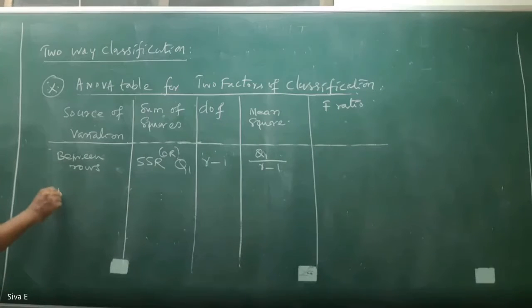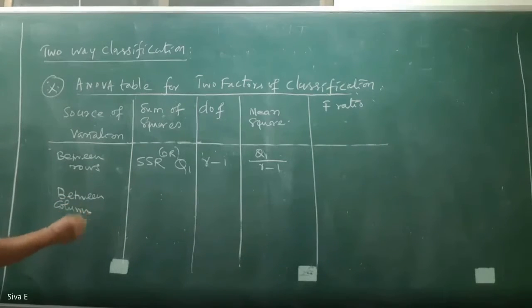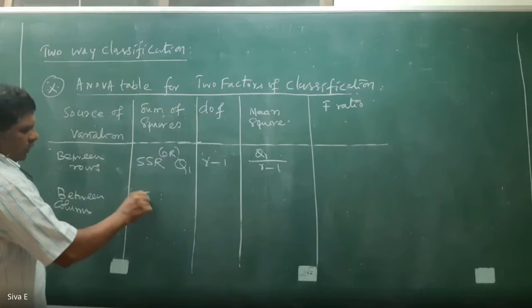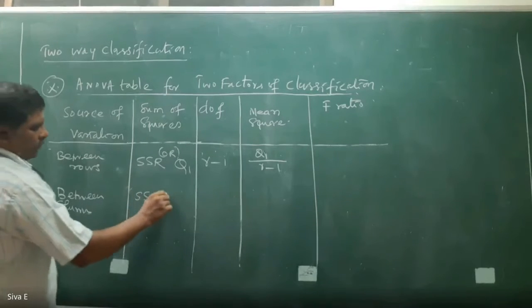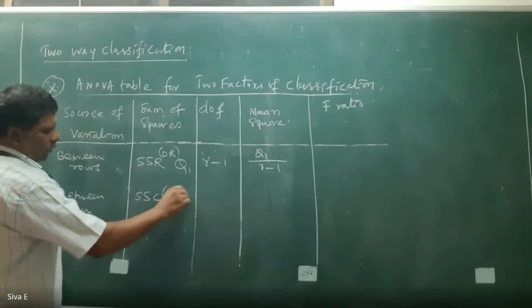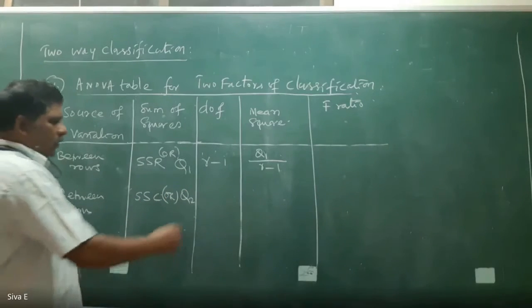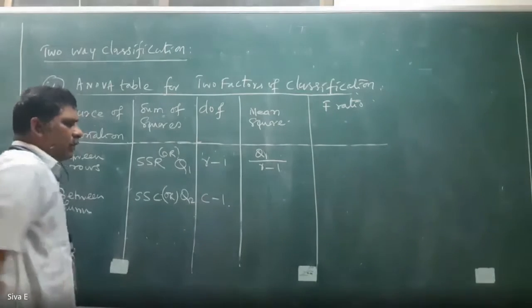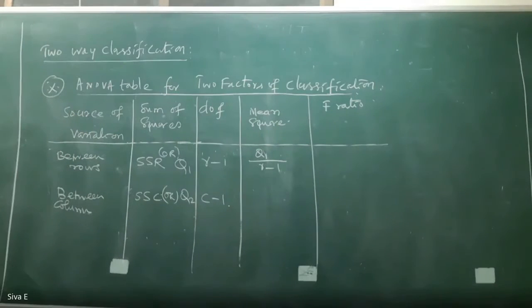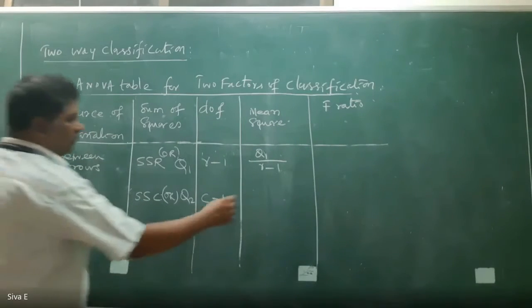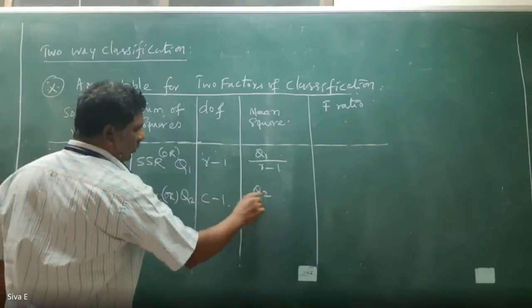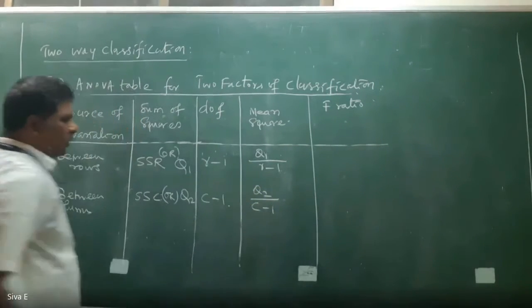Between columns: sum of squares SSC or Q2. Degrees of freedom is the number of columns minus 1. Mean square value is Q2 by C minus 1.